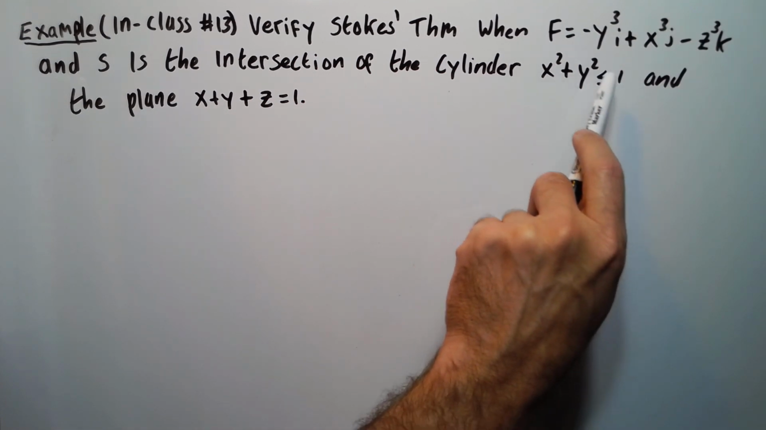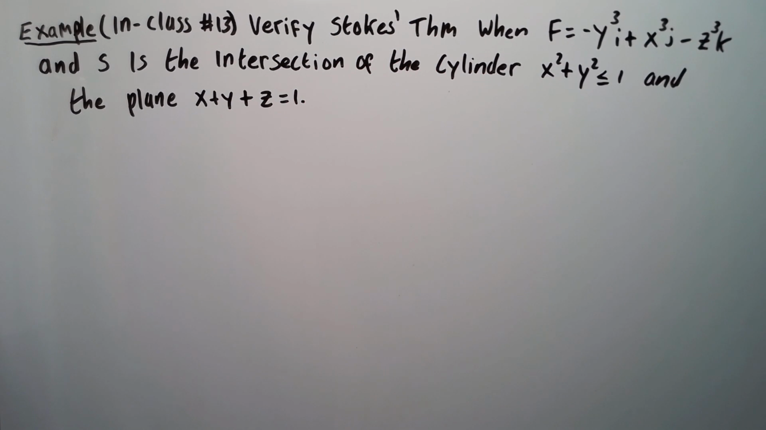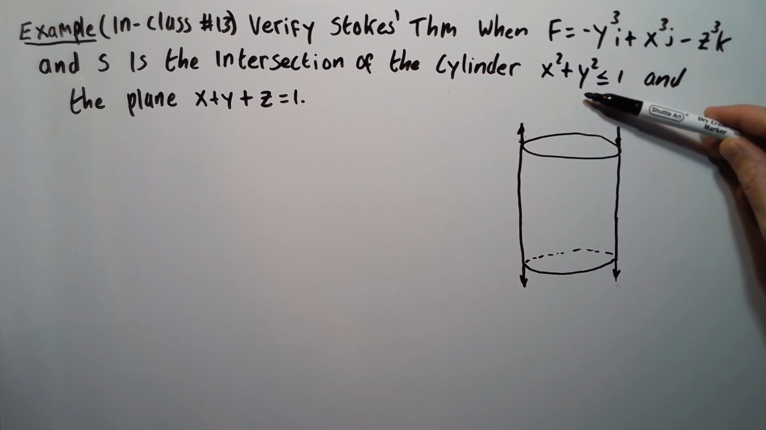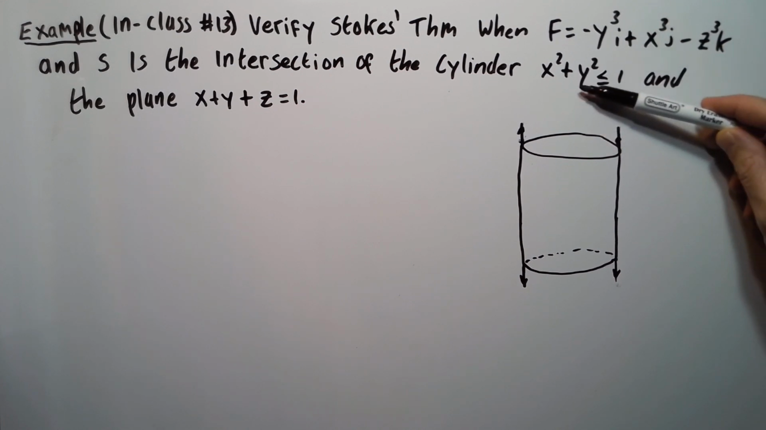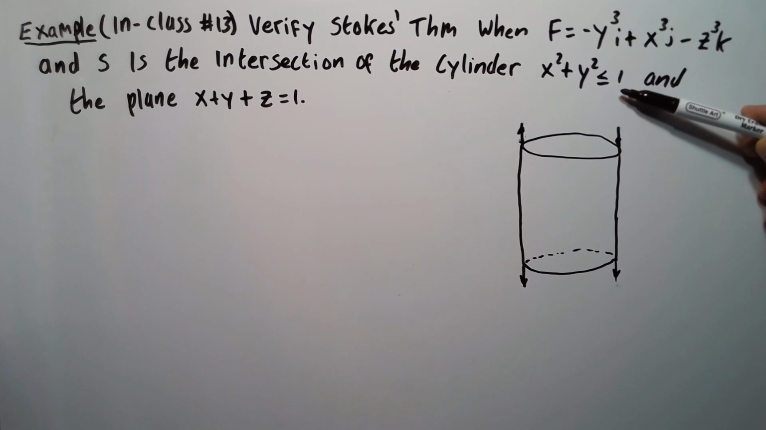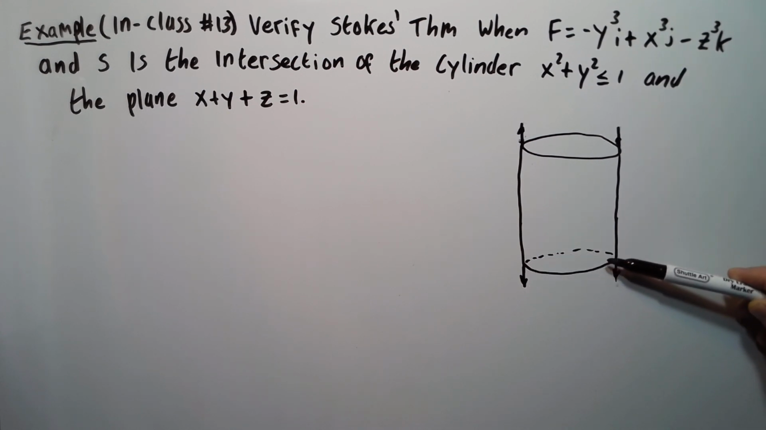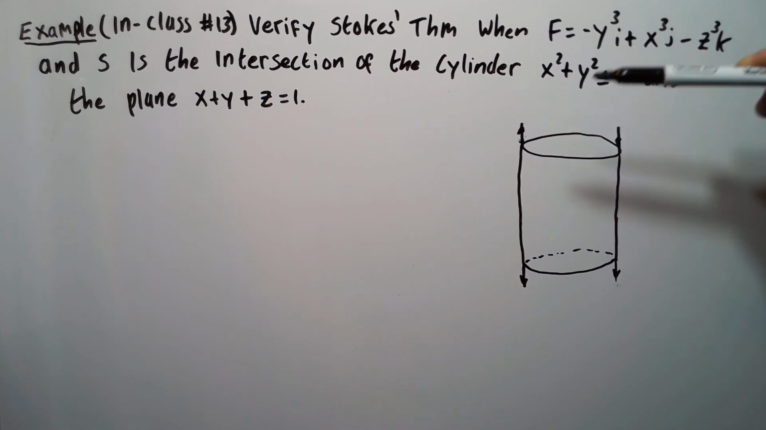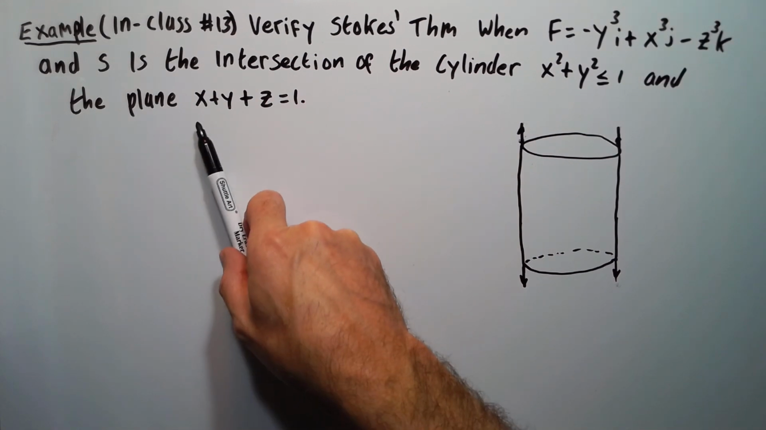Let's first draw the cylinder. So here's a cylinder. The x squared plus y squared less than or equal to 1 is a circle, so it's basically unit circles going all the way up, and z is free, so it's going to be unit circles all the way up to infinity and down here. Now I'm going to intersect this with this plane over here.